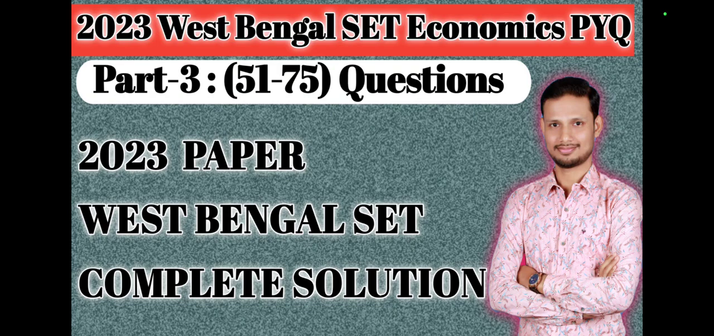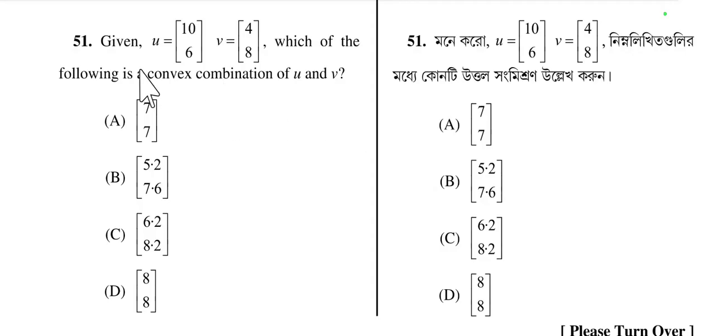So let's start today's session. Question number 51, today's first question. Given u is equal to (10, 6) and v is equal to (4, 8), which of the following is a convex combination of u and v? So we have to find out the convex combination of u and v.